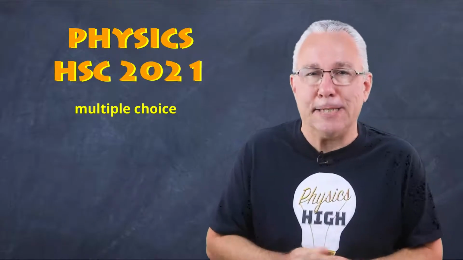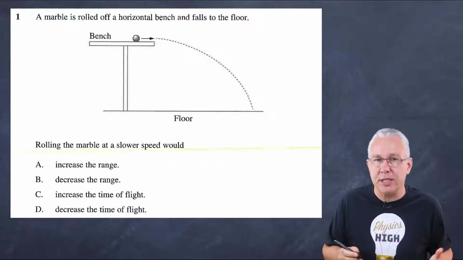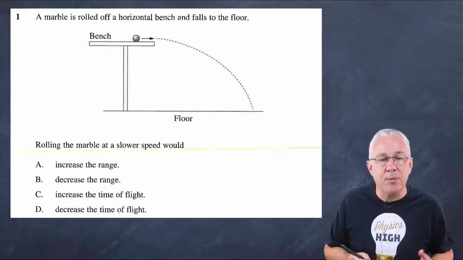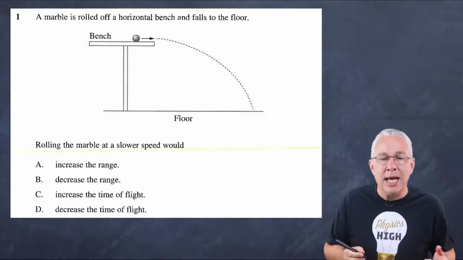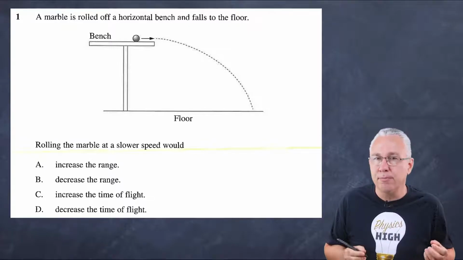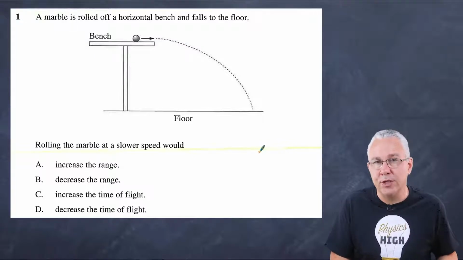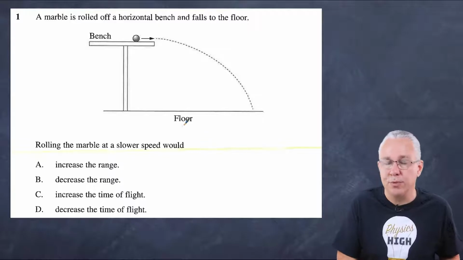So let's get started. The first question deals with a projectile motion problem, which is from Module 5 Advanced Mechanics. In this case, we have a ball rolling off a floor, and we're asked, first of all, if the ball rolls off at a slower speed, what will that do to the situation? Now, although this is a fairly straightforward question, I want to use this as an opportunity to review projectile motion.